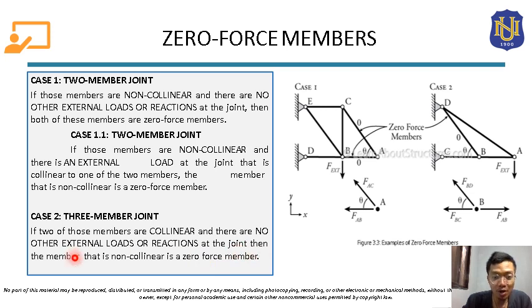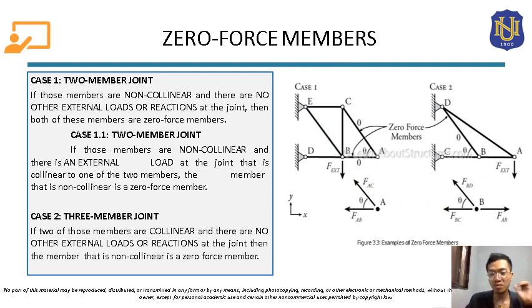Okay, then the member that is non-collinear is a zero force member. So meaning to say, this member BD, which is non-collinear to the two members here that are collinear. Okay, so this member BD is a zero force member. So that's how we can know the zero force members in trusses by inspection.